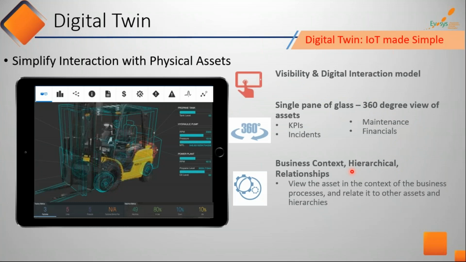It gives you a single pane of glass, or a 360-degree view of your assets, incidents related to the asset, KPIs related to assets, and any maintenance workflows that have been done to these assets. The business context: you can create hierarchy relationships within your assets and see how these assets are connected with your devices and how these devices are generating real-time data of, say, temperature, pressure, or, if it's a vehicle, the RPM of a particular tire, in order to see when an event will occur.